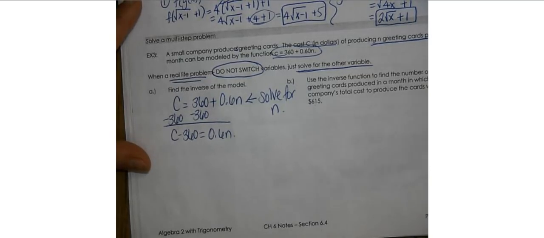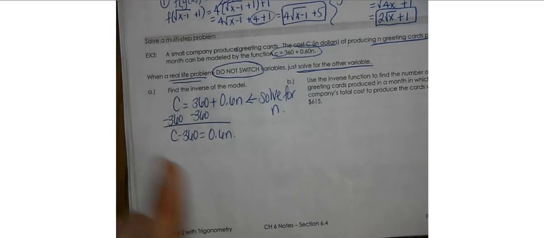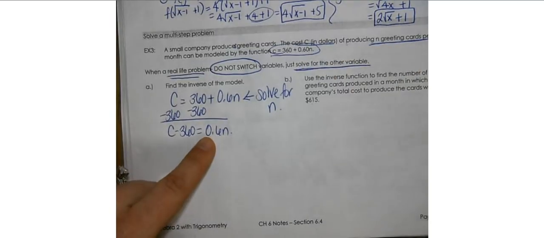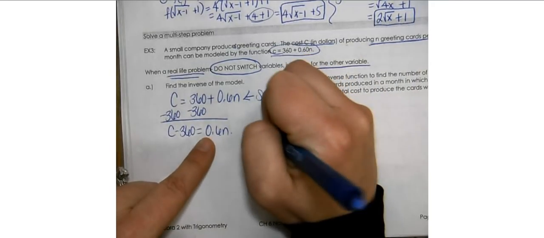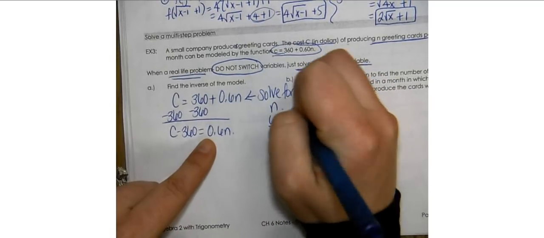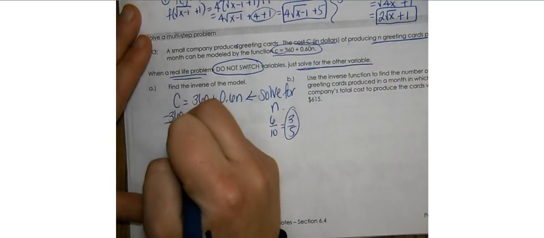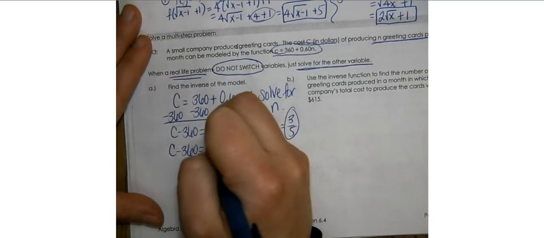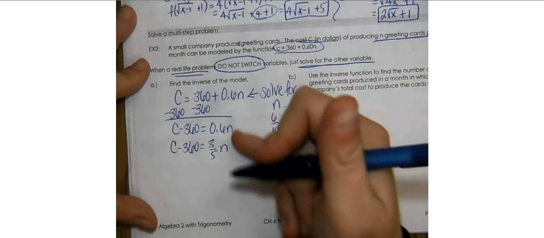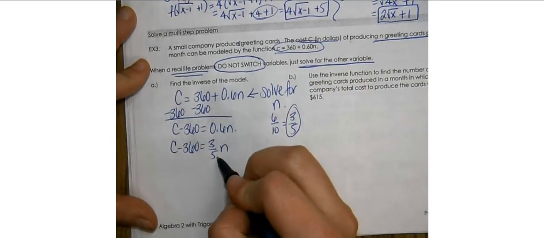So it might be helpful and beneficial to change the 0.6 to a fraction. So what does 0.6 mean? Well, that means 6/10. So 6/10 can be reduced to 3/5. So this really means C minus 360 is equal to 3/5 n. So I'm just rewriting that problem, changing the decimal to be a fraction.